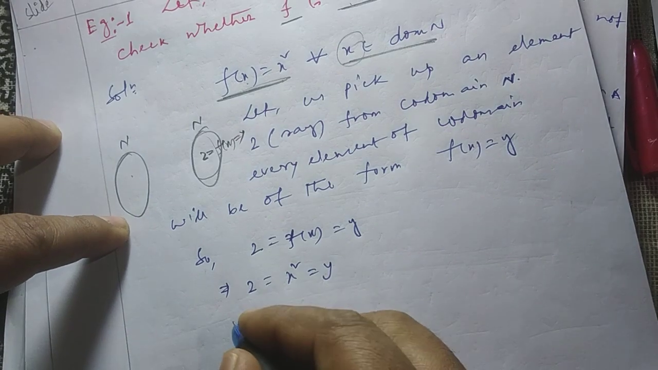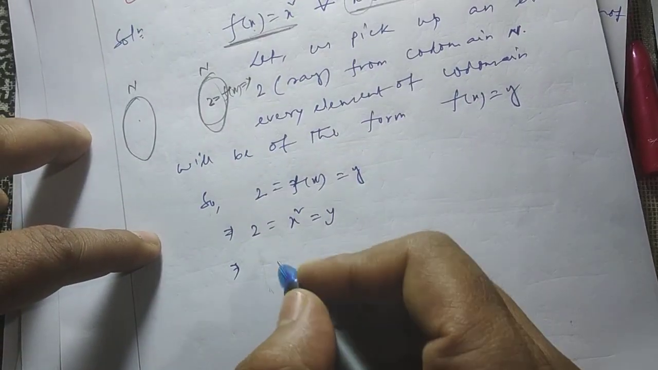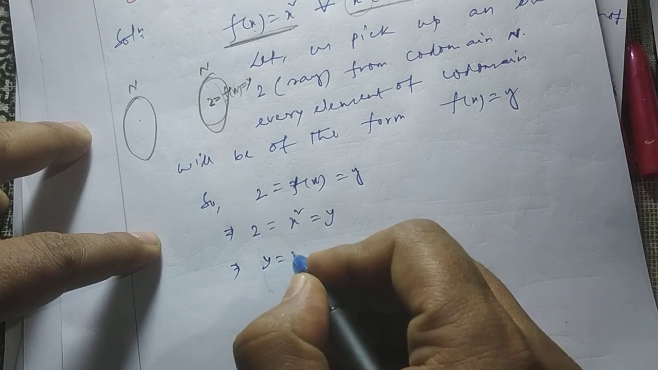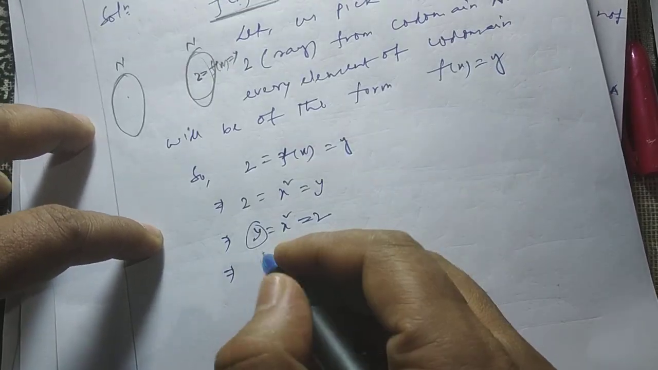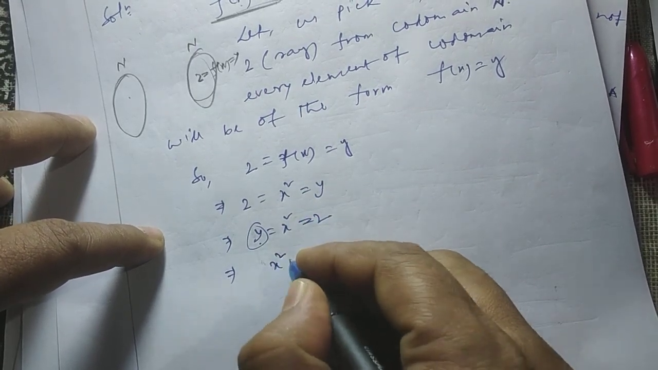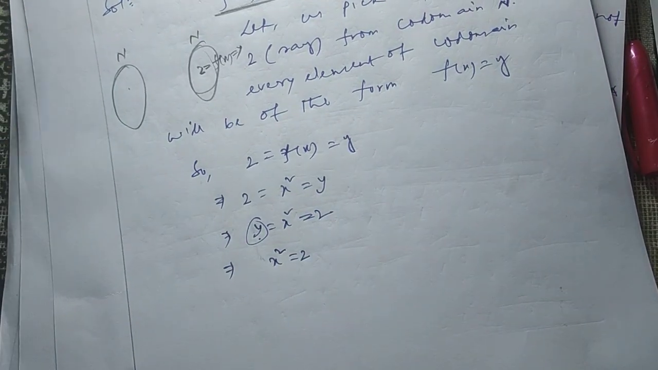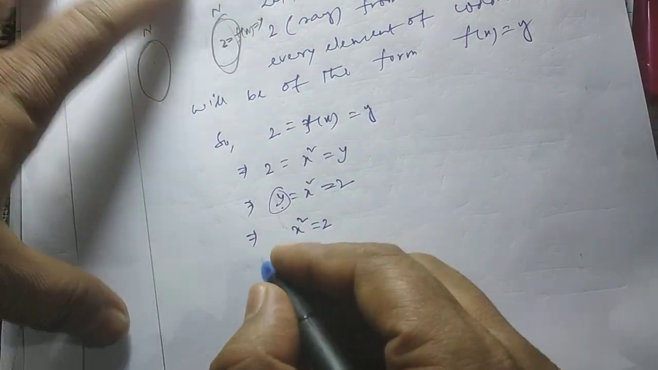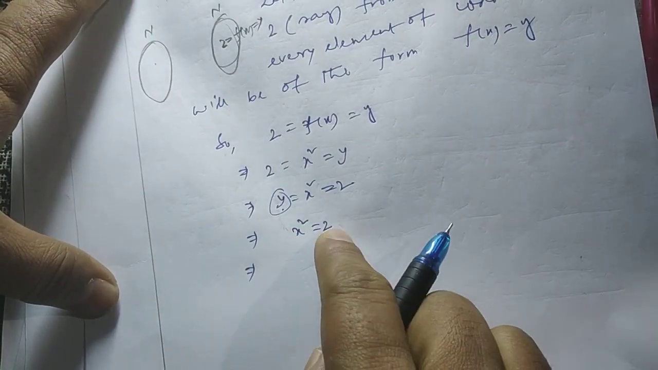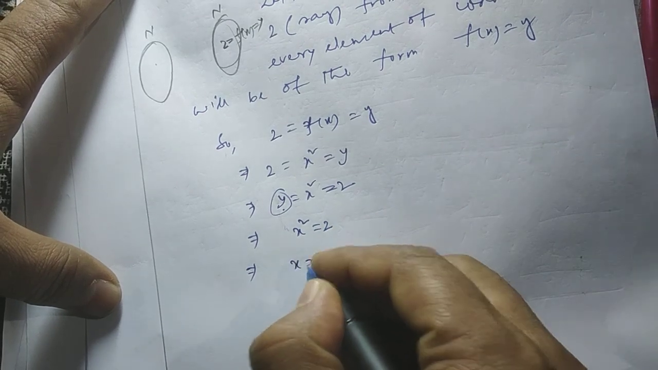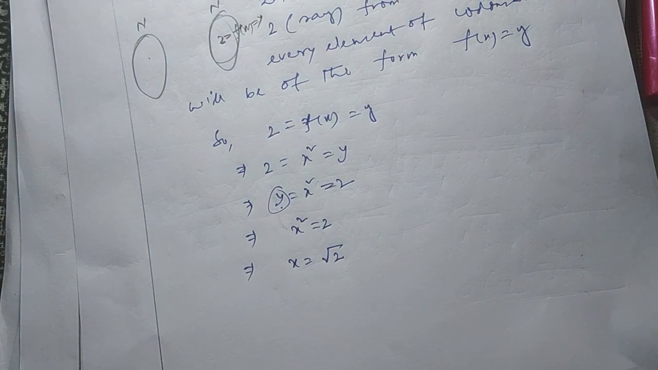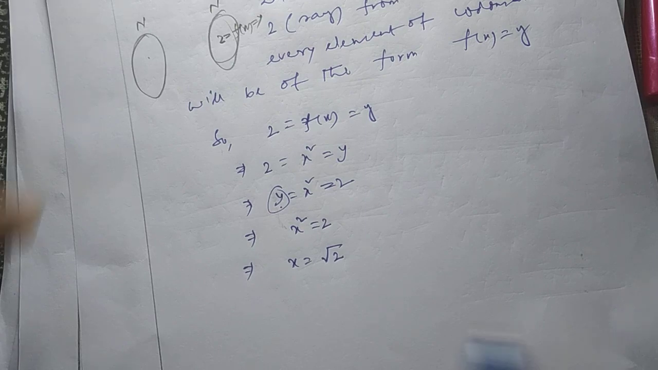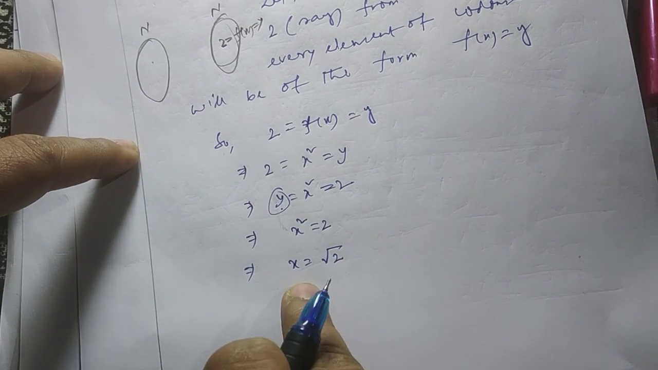Correct? Now let us change the side. Then it becomes y equal to x square equal to 2. Now let us omit y. No need to write y. Only write x square equal to 2. Because from here you have to find the value of x. If x square equal to 2, so we can say x will be equal to root 2. Here no need to take plus minus for the square root. Only take the plus one. It is sufficient. So ultimately here we got x equal to root 2.